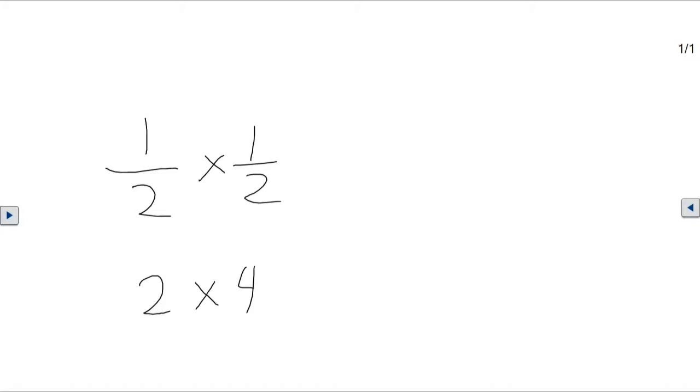So let's take something very simple. 1/2 times 1/2. Now, if we think back to the meaning of multiplication, you can think of it as being groups of. If I said 2 times 4, we could think of that as 2 groups of 4, or 4 groups of 2. So it's groups of things. With multiplication of fractions, it's a similar thing. So 1/2 times 1/2, we can think of as a half group of a half.